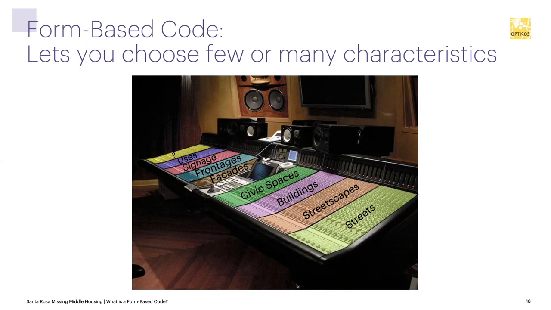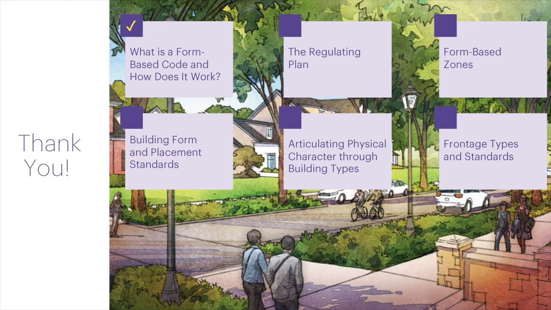You choose as few or as many as you want. And you say, I'm going to turn up the buildings, turn down the signage, or turn up the uses and turn up the regulations on facades, or whatever it is. Turn up the streetscapes or turn them down if it's a lower intensity area. Depending on the character, you can turn up or turn down what you're allowing and how you allow it in your town. And that's an overview of what a form-based code is and how it works. So I really look forward to your questions and discussion through this process. Thank you.